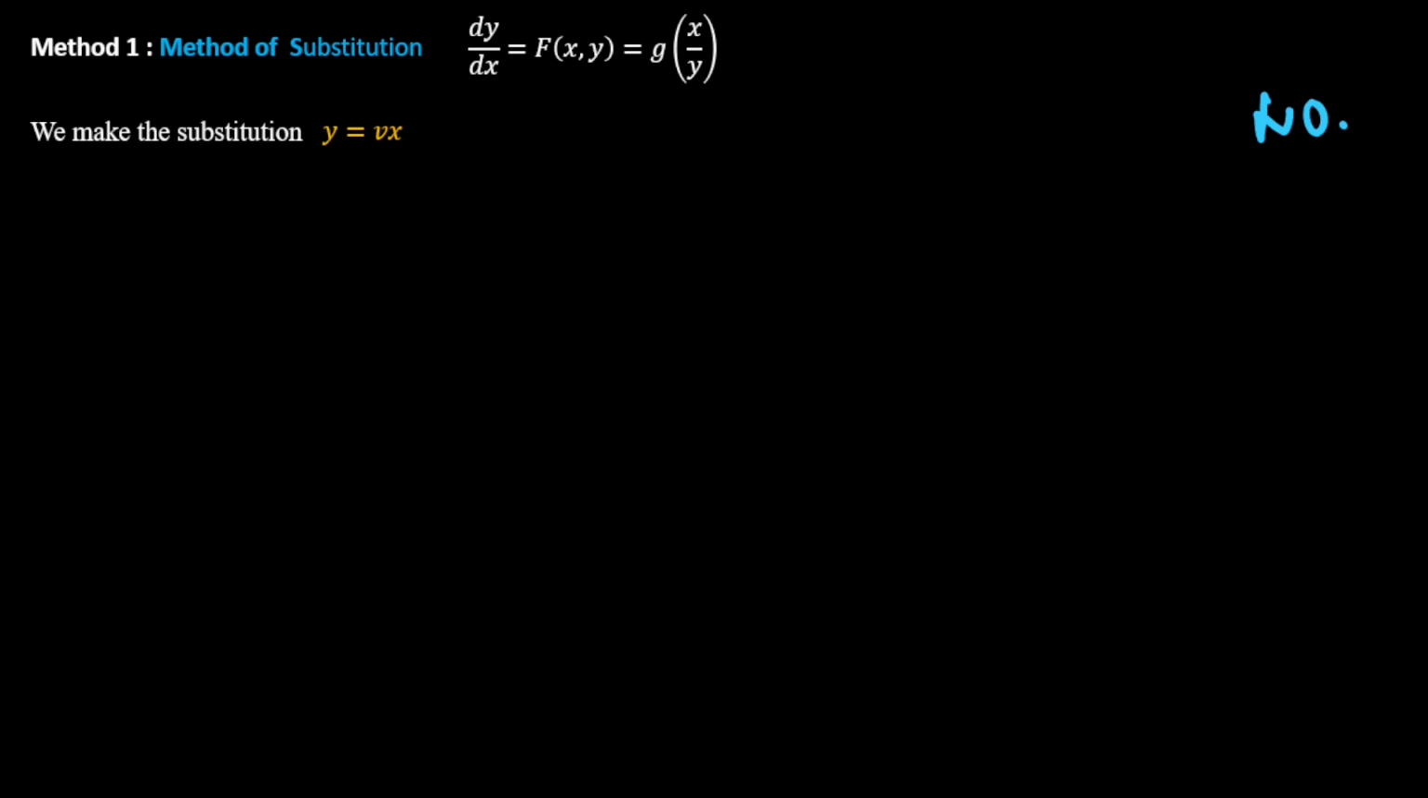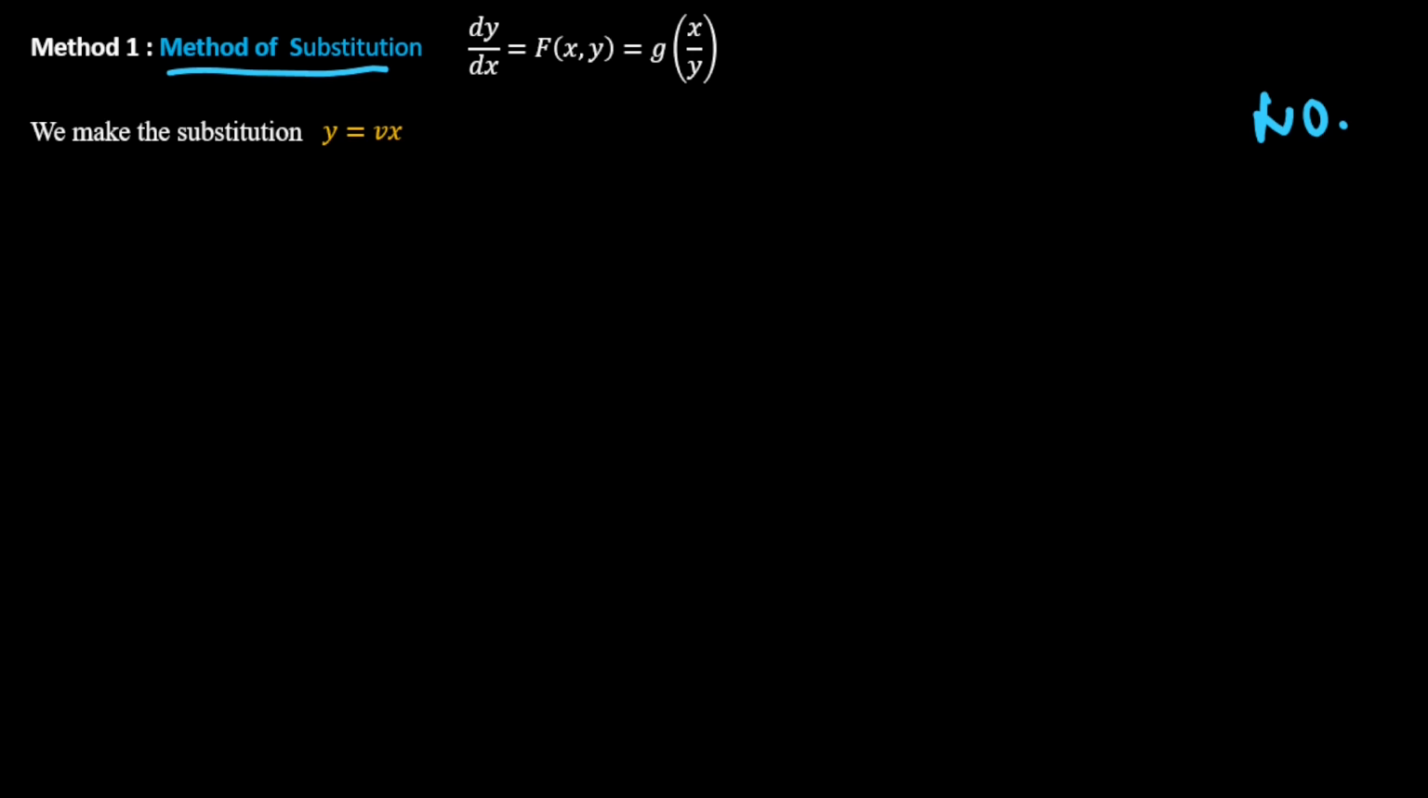Now that we have learned the method of separation of variables, let's move on to another important technique for solving first order first degree differential equations, the method of substitution. This method is useful when a differential equation cannot be solved by separating the variables directly. Instead, we simplify the equation by introducing suitable substitutions.